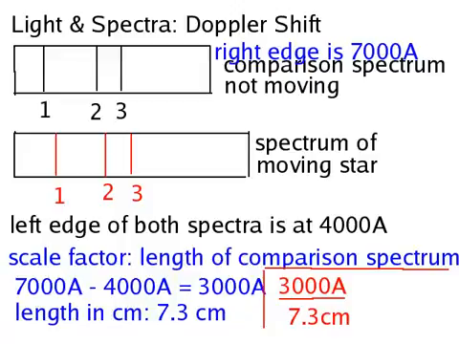Let me do the calculator really quickly. We're dealing with the length of the comparison spectrum. It's 3,000 angstroms long, and we divide that by the 7.3 centimeters that it is long. And we'll get just about 411 angstroms.